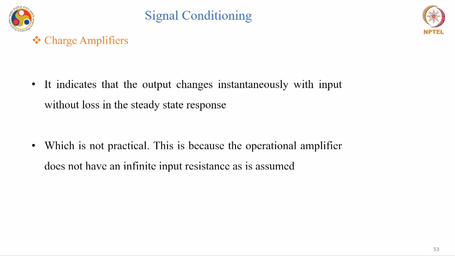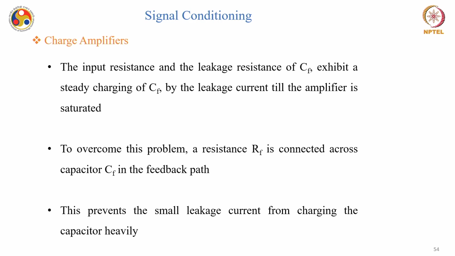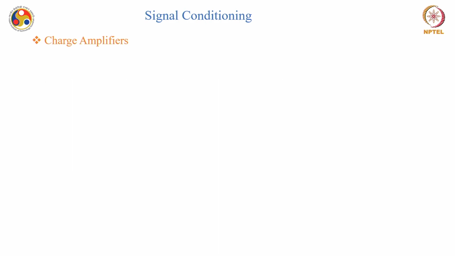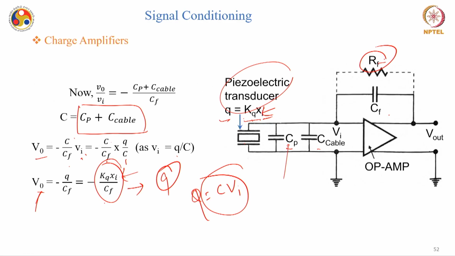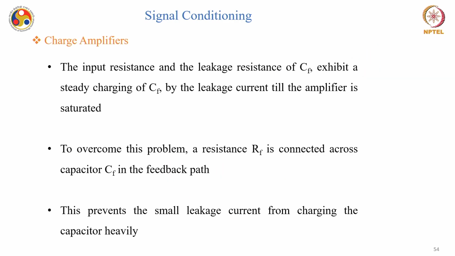However, this is also not practical. This is because the operational amplifier does not have an infinite input resistance, as we have already assumed. So the input resistance and the leakage resistance of Cf cause a steady charging of Cf by the leakage current till the amplifier is saturated. To overcome this problem, a resistance Rf is connected across capacitor Cf in the feedback path, and this is exactly the resistance that I was talking about earlier, this Rf value. So Rf is connected here to avoid these things. Rf is connected across the capacitor in the feedback path, and this will prevent a small leakage current from charging the capacitor heavily, and this will give you more control over the charging of the feedback capacitor.